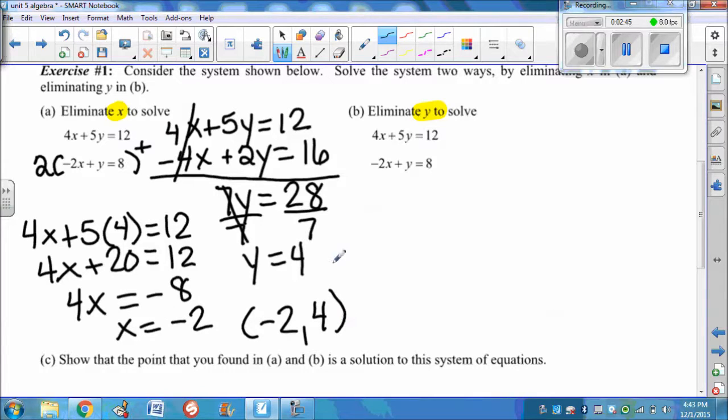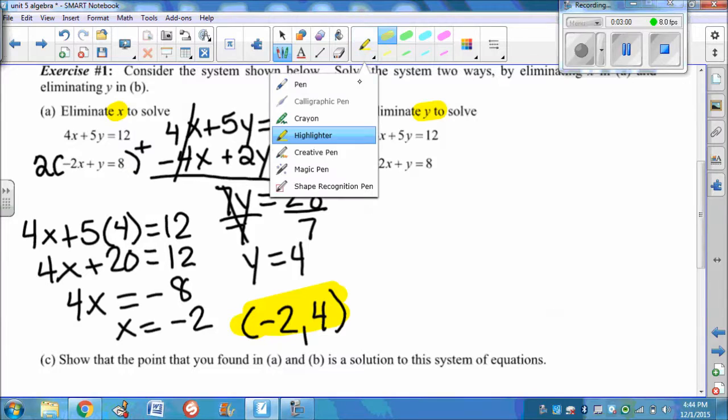So now, sometimes students will ask, is this right? And I say, you know how to verify a solution or how to check that solution. Take it, plug it into both. Remember, it's got to check into both equations in order for it to be a solution.